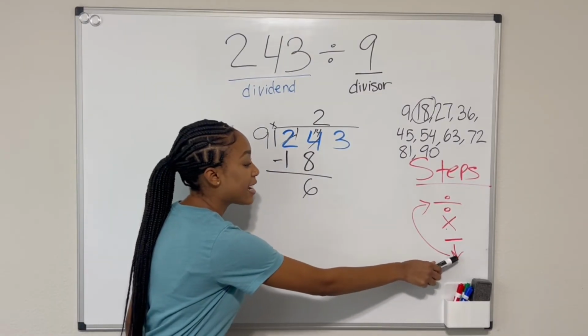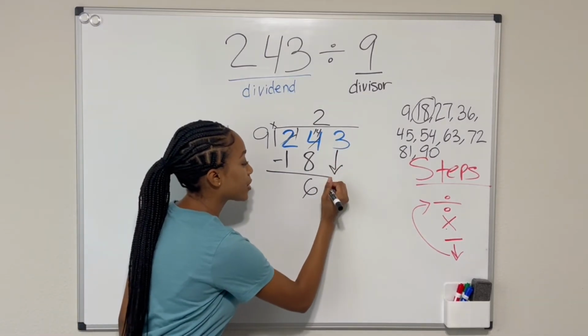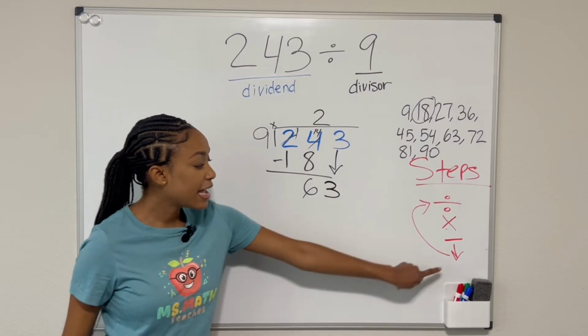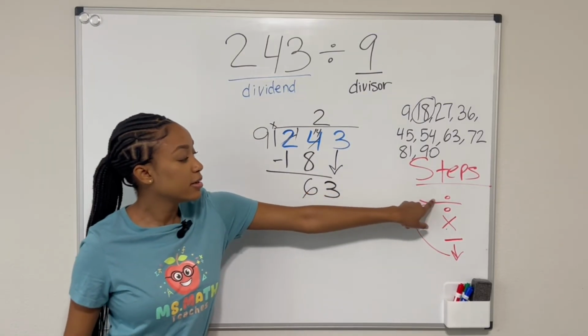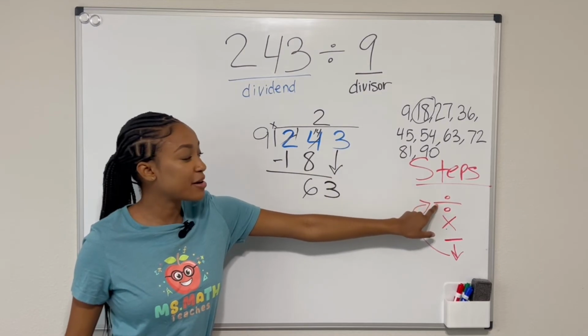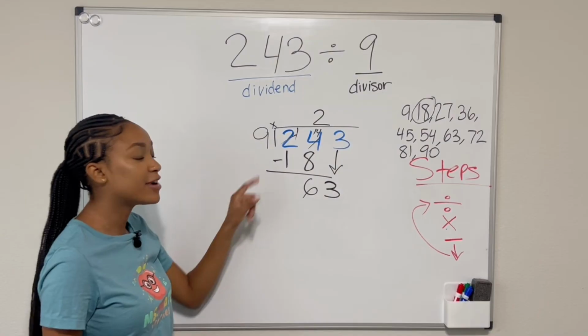After I subtract, I must bring down the next number. Bring down that 3. After I bring down the number, it says to bring it on back. Bring it on back to our division. I'm now going to divide 63 divided by 9.